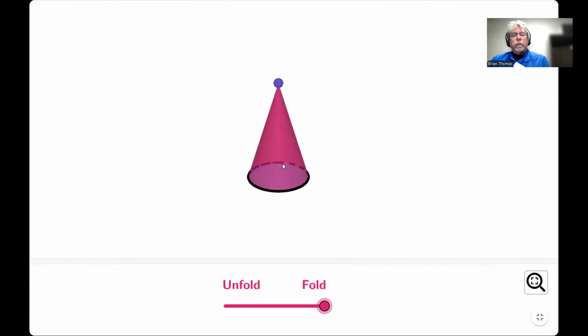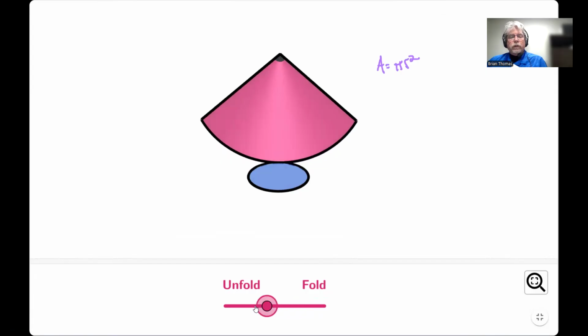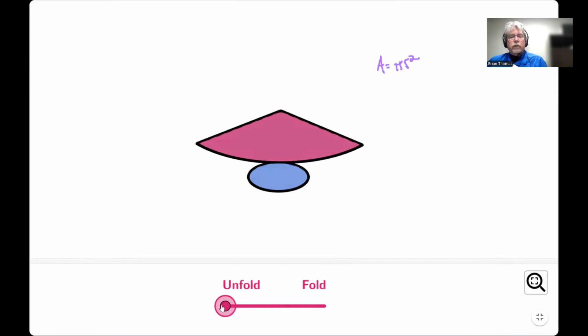So notice how, again, this bottom face is a circle. So we already kind of know that this area is going to be pi r squared for the bottom. Now the catch is this lateral face going across here. So what we can do is if we unfold this, we start to see the shape of it.